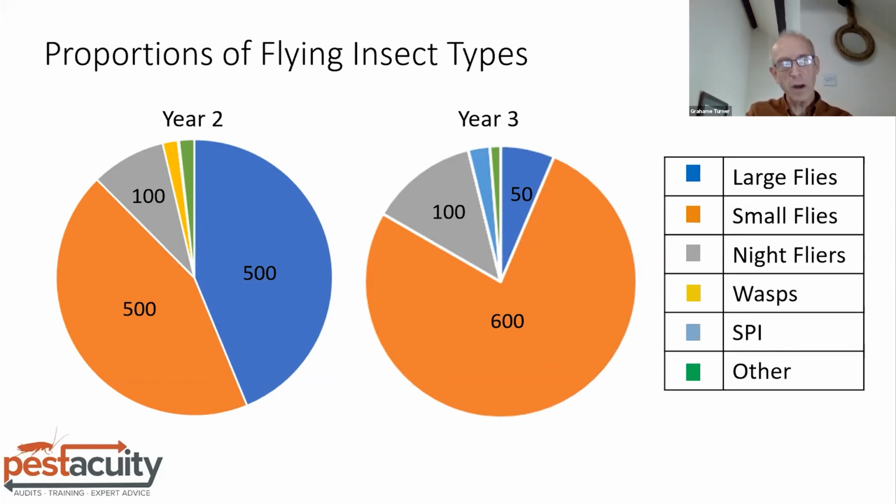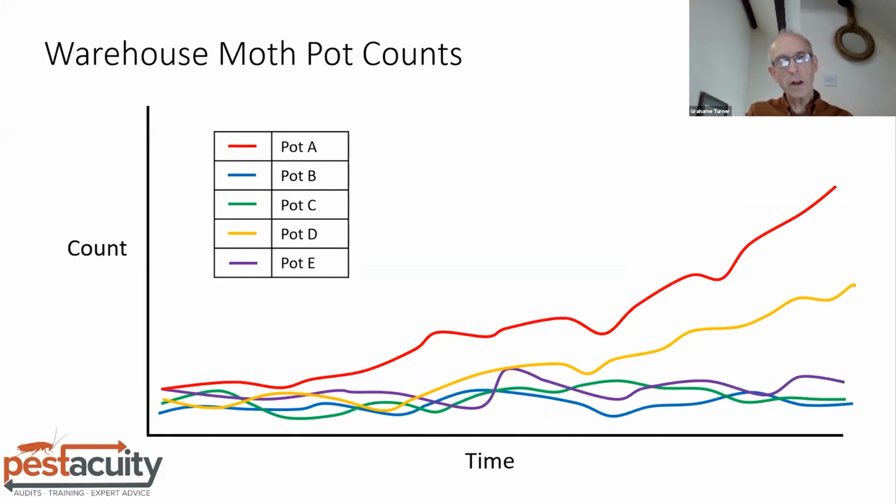Now, tolerance levels for different fly killers might be different. So, for example, you've got a higher tolerance level at goods in than you have in the production area. So you need to look at individual fly killers or individual areas to decide what the tolerance level is in those different areas. Let's look at another type of graph.